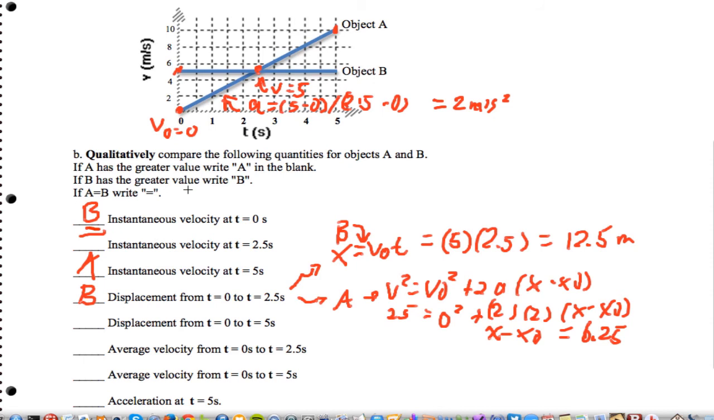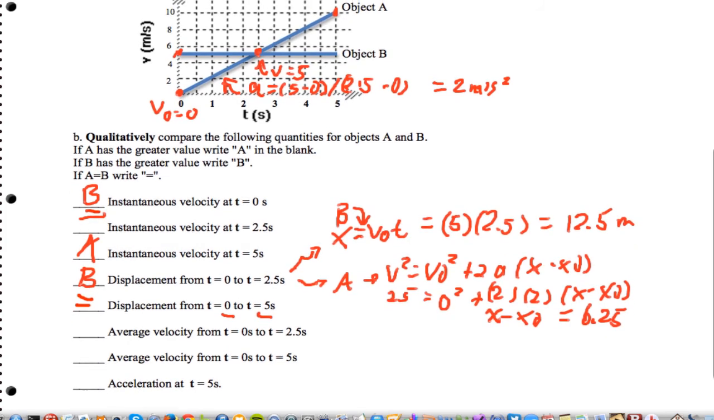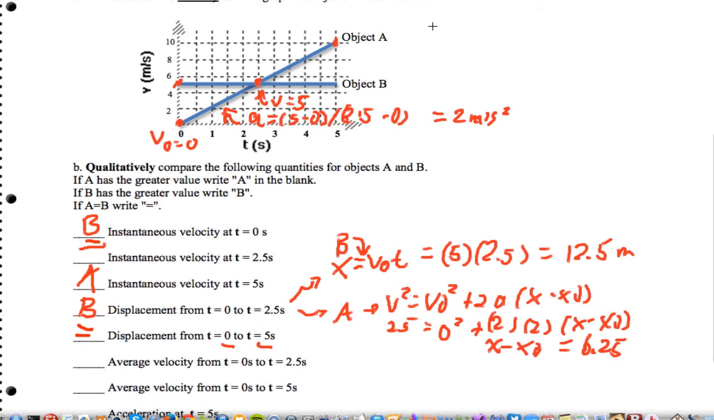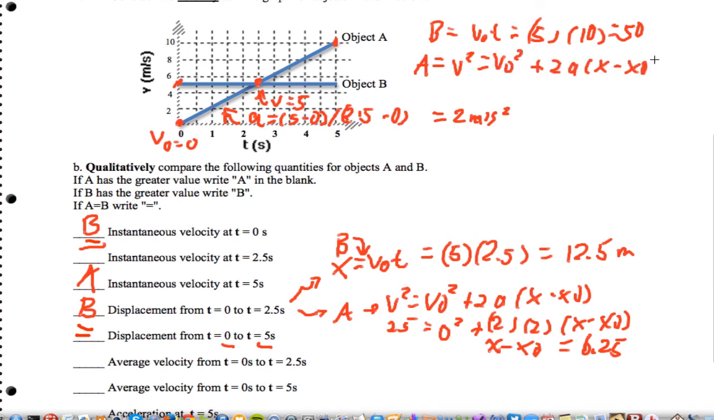Now, we can actually repeat this calculation, but now we go all the way to 5 seconds. And what we'll end up getting is an equal displacement when you do that math. And I can show you that up here. So object B, it's going to be v naught times t, which is going to be 5 times 10, which is 50. For object A, I still have an acceleration of 4, but I have v squared equals v naught squared plus 2 times a times x minus x naught.